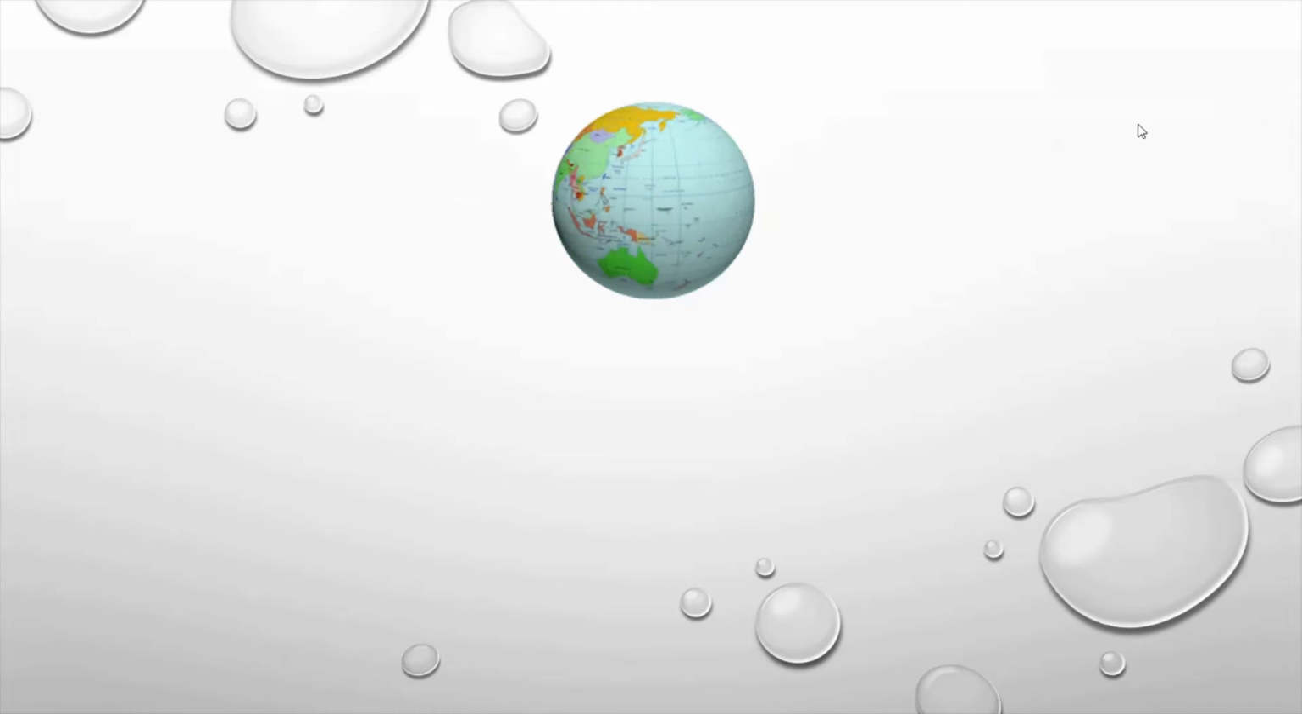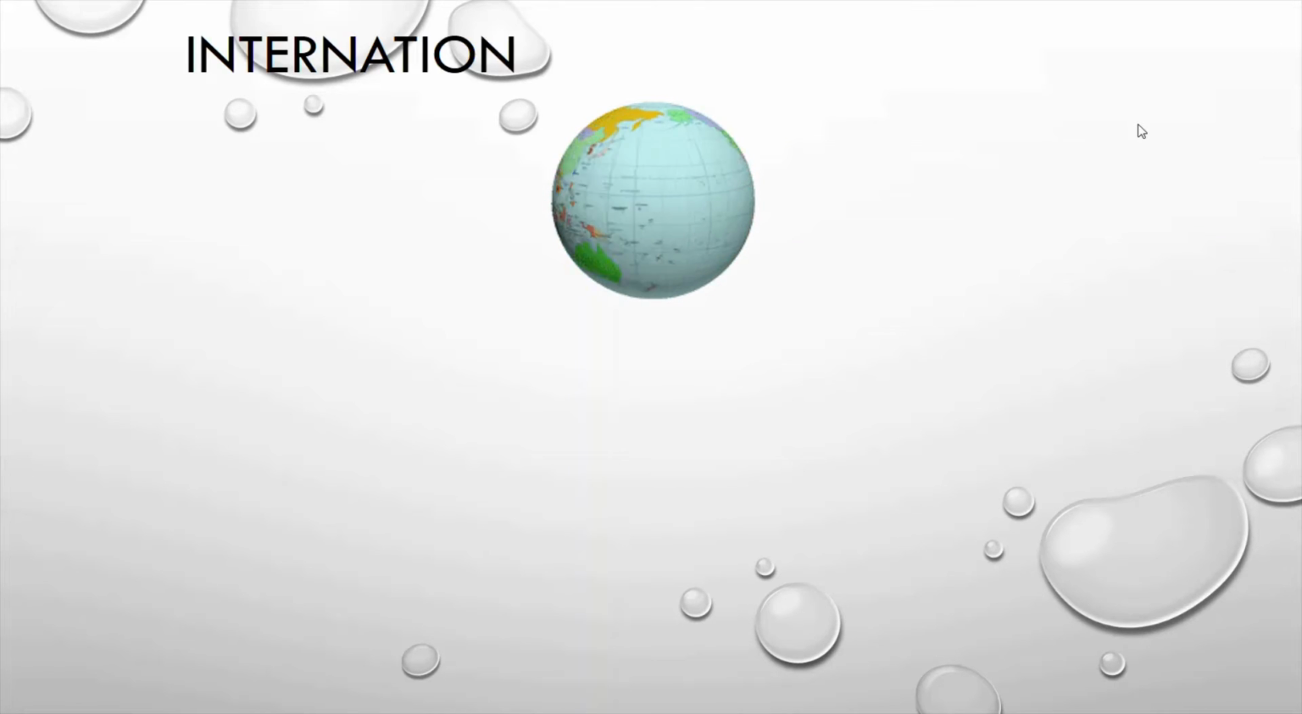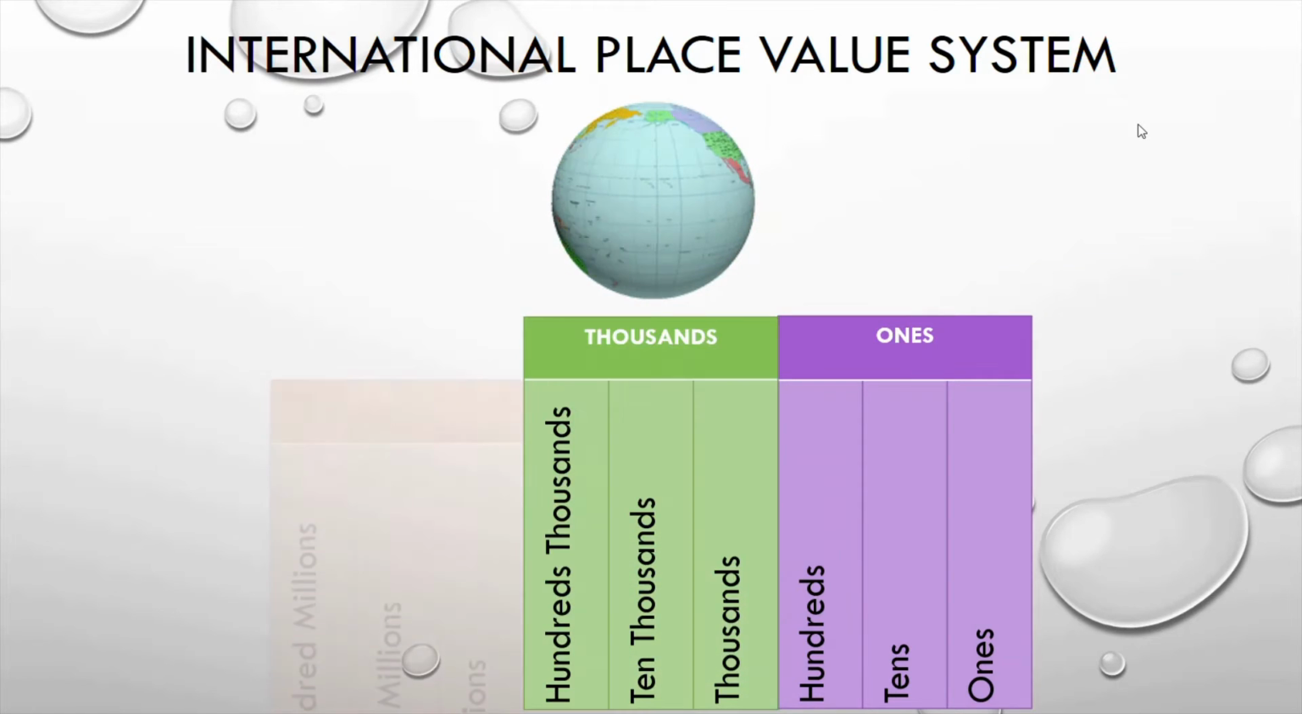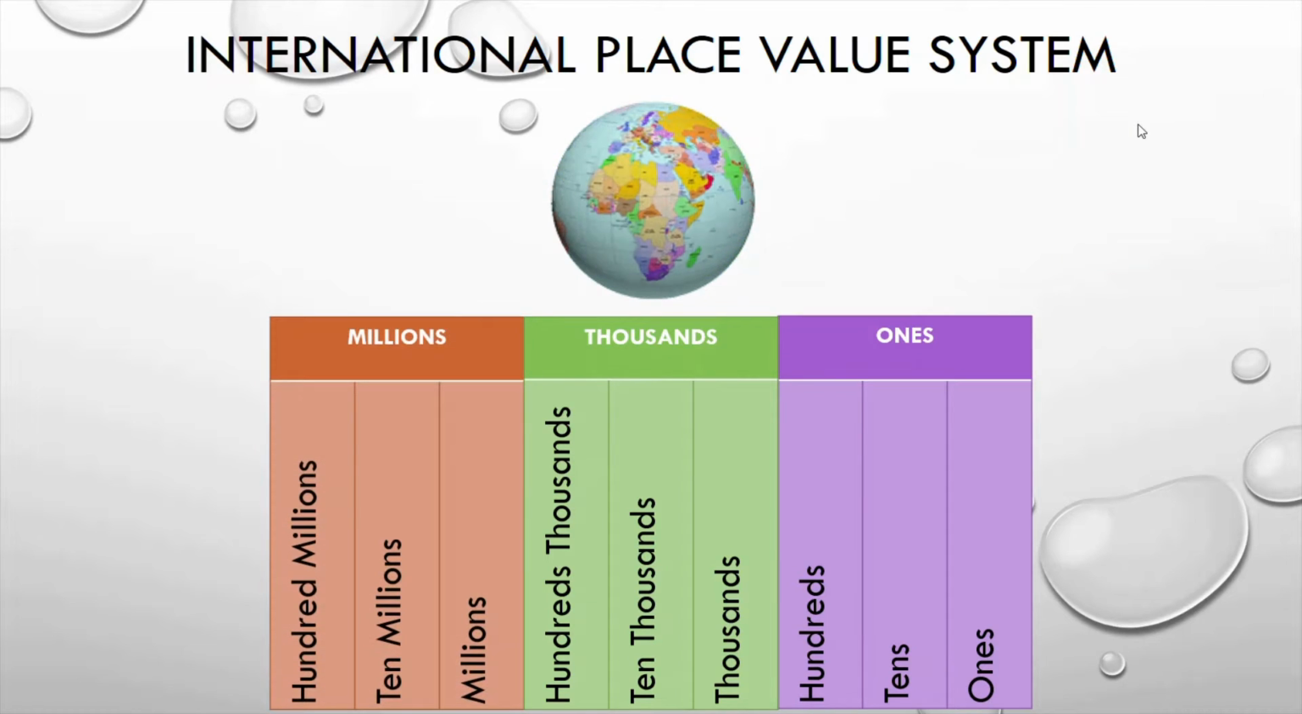In this system, the first 9 places are grouped into 3 periods: ones, thousands, and millions. The rightmost period is called the ones period, the middle period is called the thousands period, and the left period is called the millions period. The value of each period is 10 times the value of the period immediately to its right.